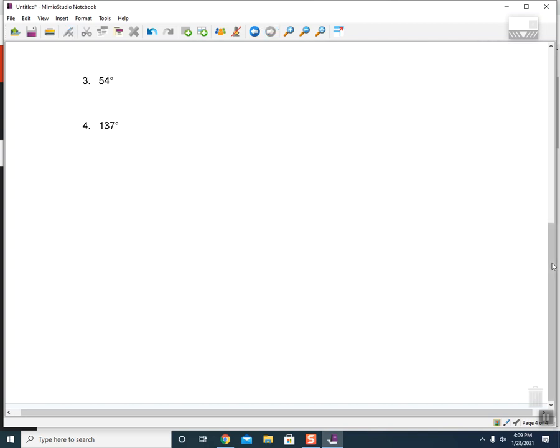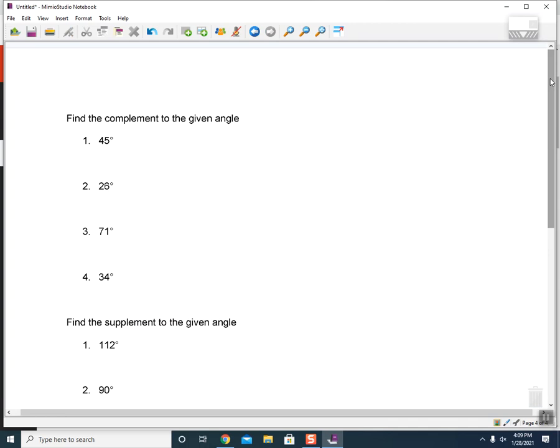All right, last page. This is going to go real fast. We're just going to do one of each of these together, and then you're just going to do the rest by yourself. So a complement, remember, complementary means 90 degrees. I want to find the complement to the given angle. So what added to 45 is going to give me 90. So I've got a couple ways to think about this. Initially we talked about, well, I can just take 90 minus 45. That's going to give me 45.